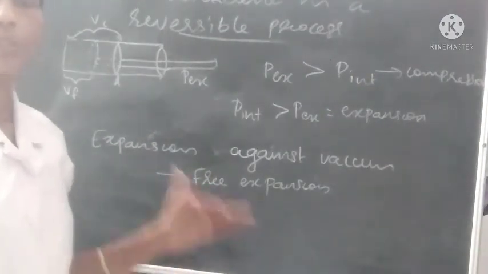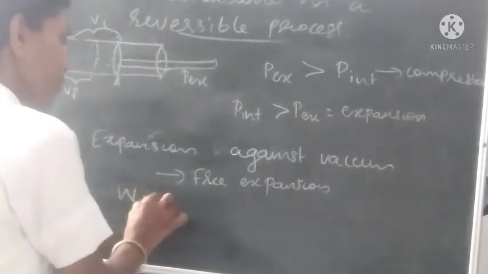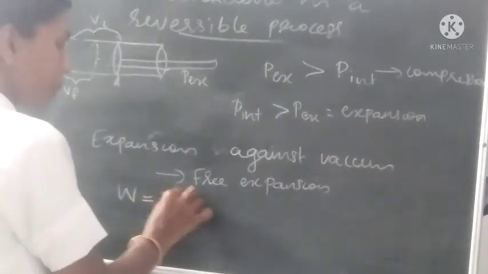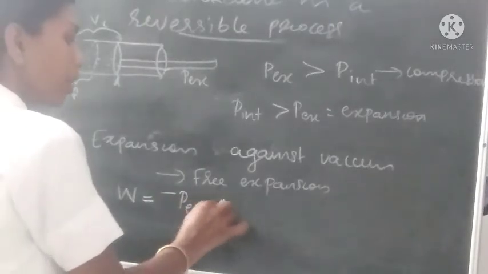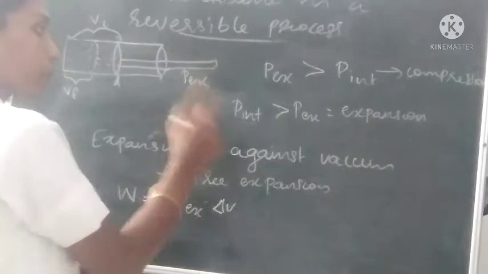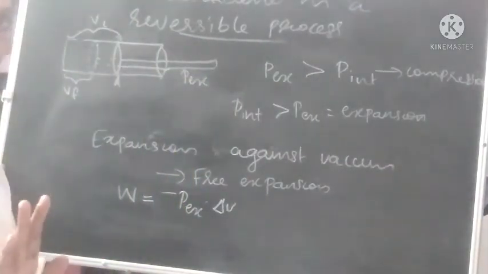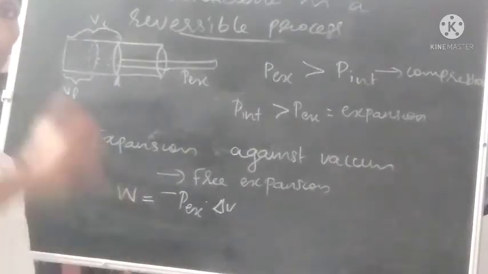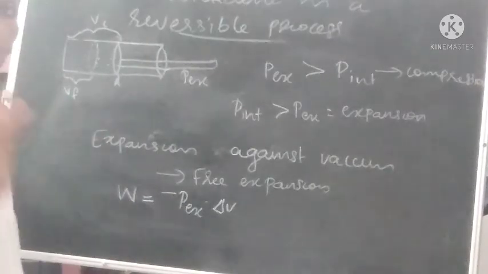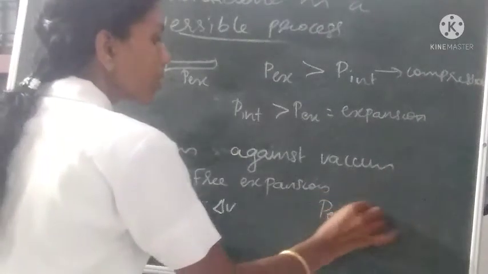So in such a case, what will be the work done? W is equal to, as we have already studied the formula, minus P external into delta V. Free expansion means expansion against vacuum. That means outside the cylinder, no medium is present. So outside the cylinder, no pressure will be there. That means P external will be 0.